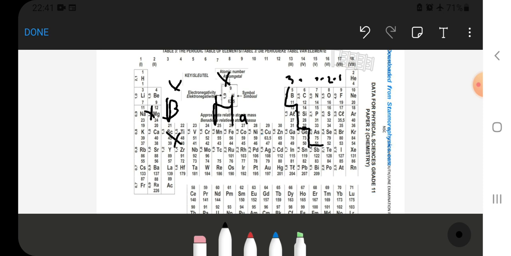For the Na, let me represent it by the dot. Na has 1, while B has 3. So Na, because it has 1 and B has 3, will give up its own electron to B. So this one will go to B, so that B can at least have 1 more, like that.